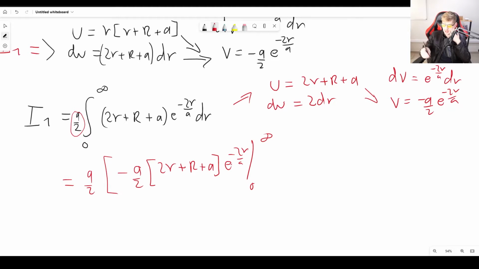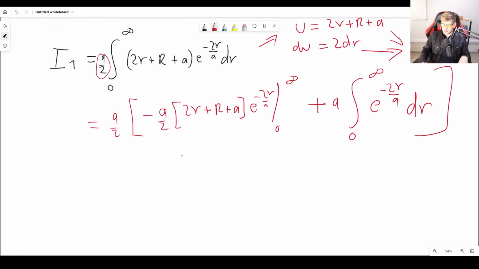Well, actually, I'm gonna do it step by step. Let's finish this and then we will find out the value. And then we have minus this product. So minus minus gives us a plus. And then we have the integral of the product of these things. Now 2 cancels out with 1/2. So we are left with an a, integral from 0 to infinity of e to the minus 2r over a dr.